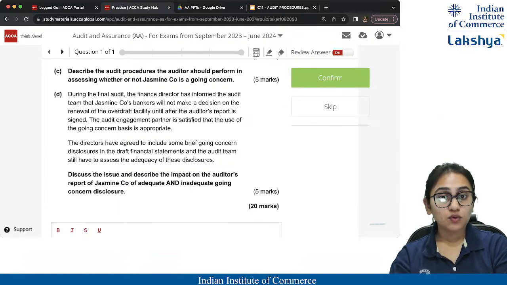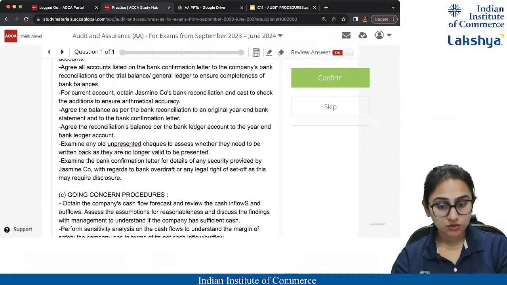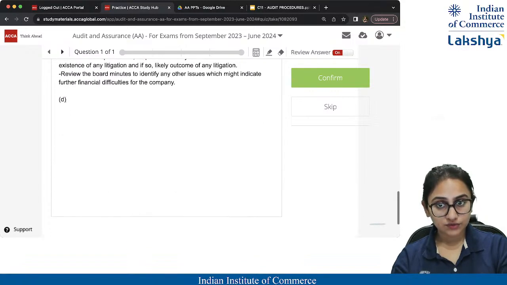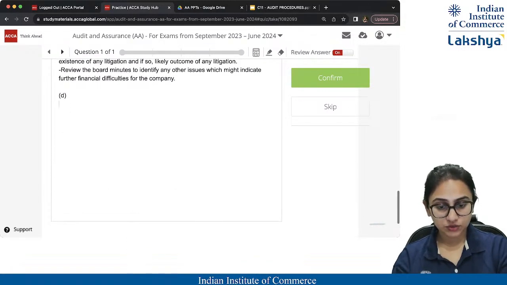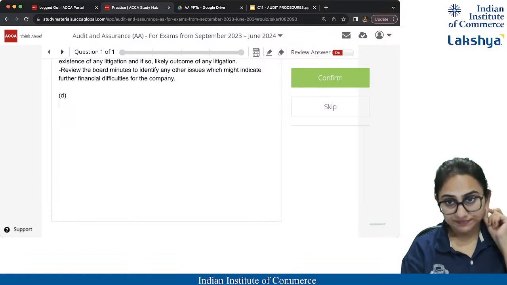So renewal of the overdraft facility, the bankers will not make a decision on that. So how will it affect the audit report? First of all, discuss the issue and then the disclosure required and the result of inadequate disclosure. So first of all, discuss the issue. What is the issue? Renewal of the overdraft facility.